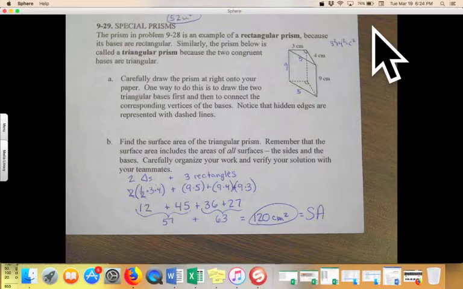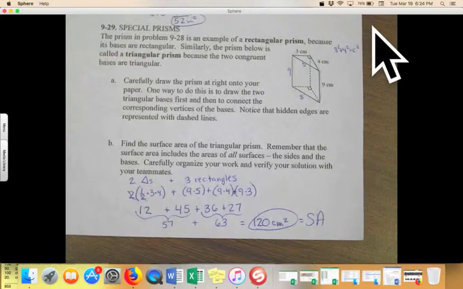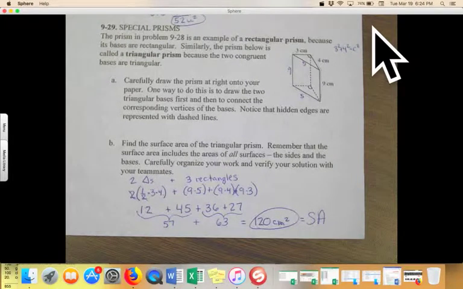Okay? If you need to see it again, rewind it, pause it, do whatever you need to do to help yourself understand this. Ask questions. If you're confused, ask questions. We don't know you're confused unless you ask questions.